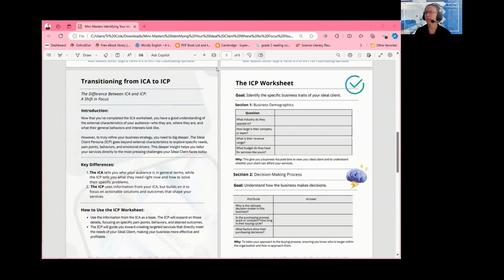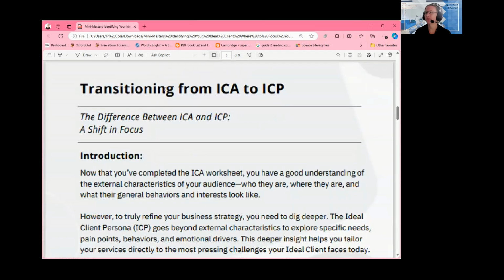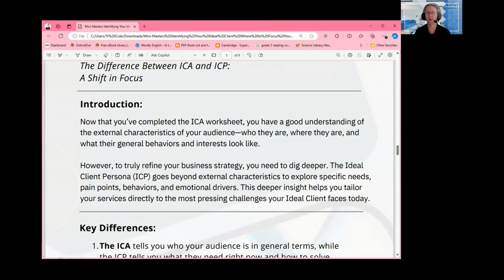So let's talk about transitioning from ICA to ICP. Okay, so what is the difference? Let's think about that for a second. How are they different? The ICA helps you talk to your client, your potential client, while the ICP helps you design what to offer them.